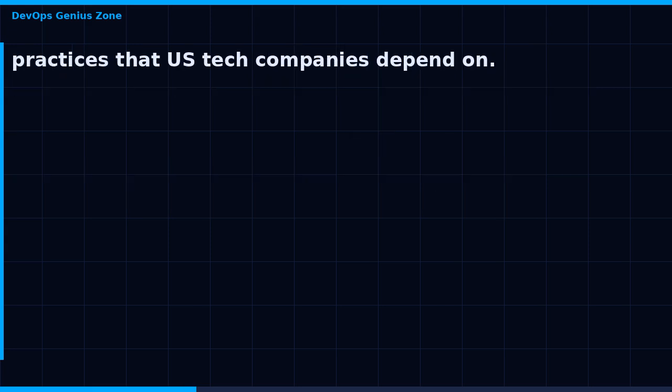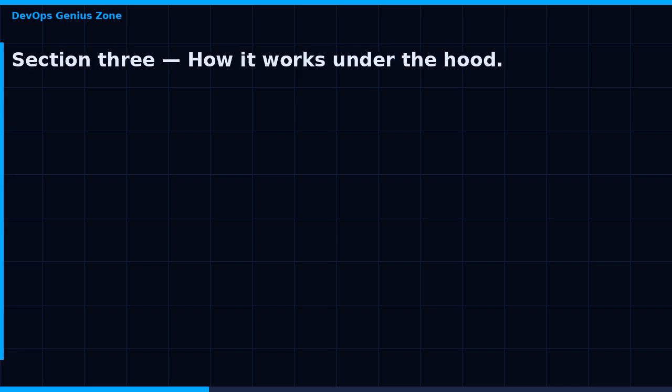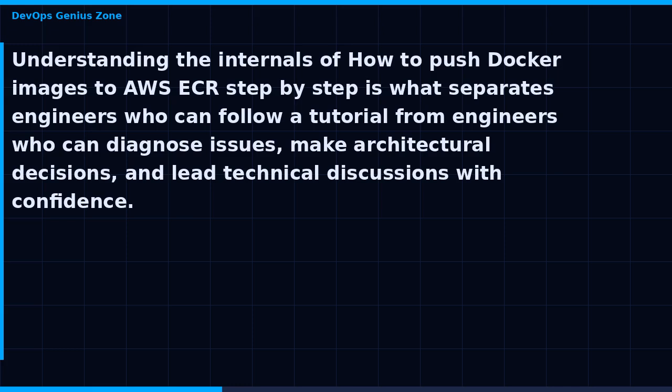Section 3: How it works under the hood. Understanding the internals of how to push Docker images to AWS ECR step by step is what separates engineers who can follow a tutorial from engineers who can diagnose issues, make architectural decisions, and lead technical discussions with confidence. When you interact with how to push Docker images to AWS ECR step by step, there is a control layer that receives your instructions, validates them, computes the difference between the current state and your desired state, and then executes the operations needed to close that gap.